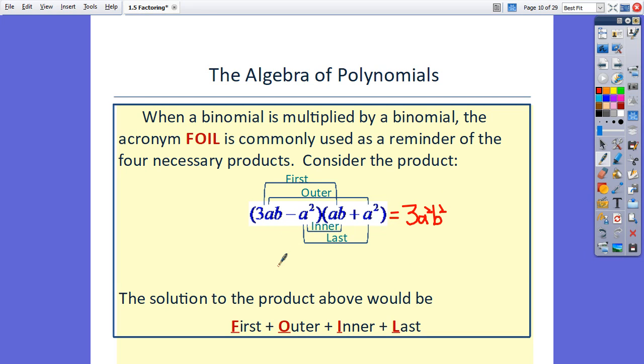Now outer, I'm going to have 3ab times a squared, so positive 3. Now I have 3 a's, and then a b kind of thing. And then inner, looks like it's going to be a negative because a negative times a positive is negative. Then we have a cubed b. And then for the last one, I have a negative times a positive, which is negative, and it looks like I have 4 of these a's right there.